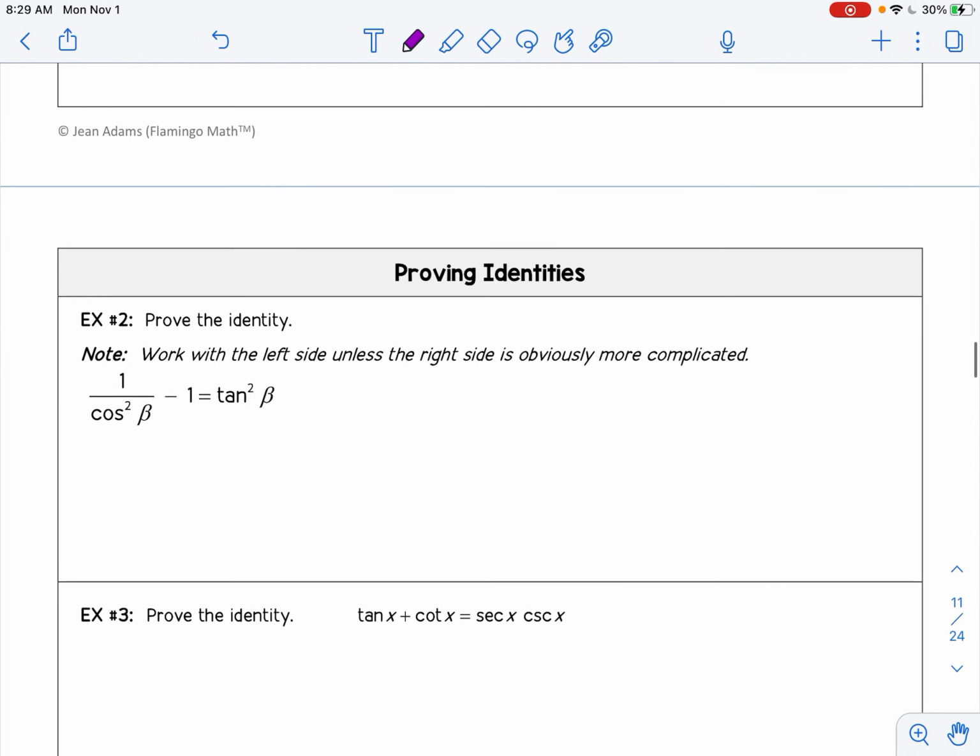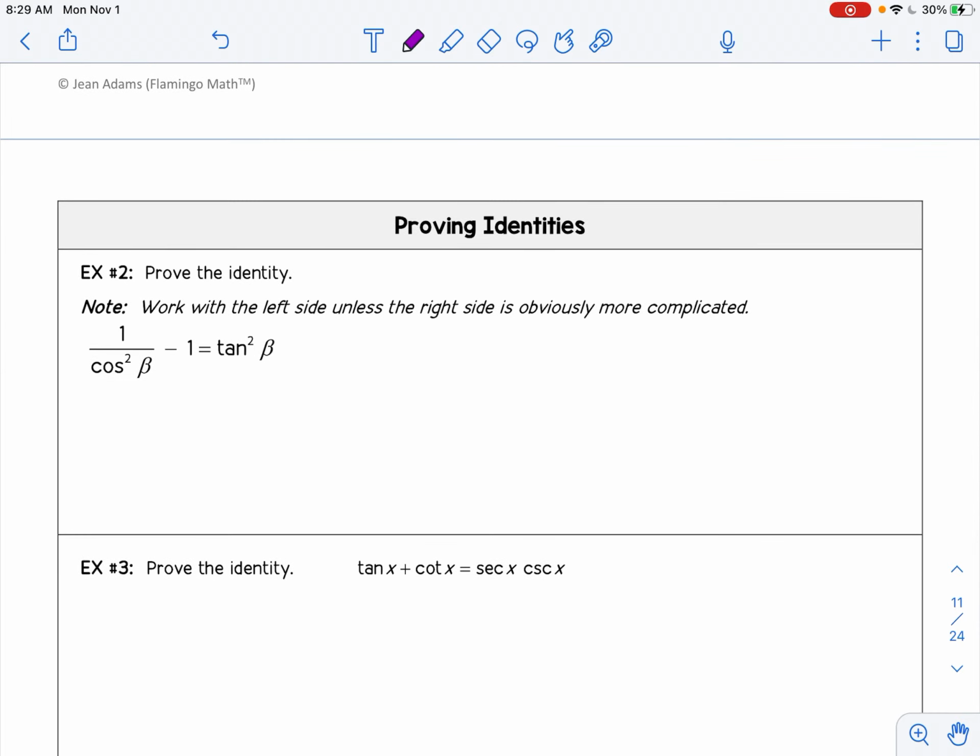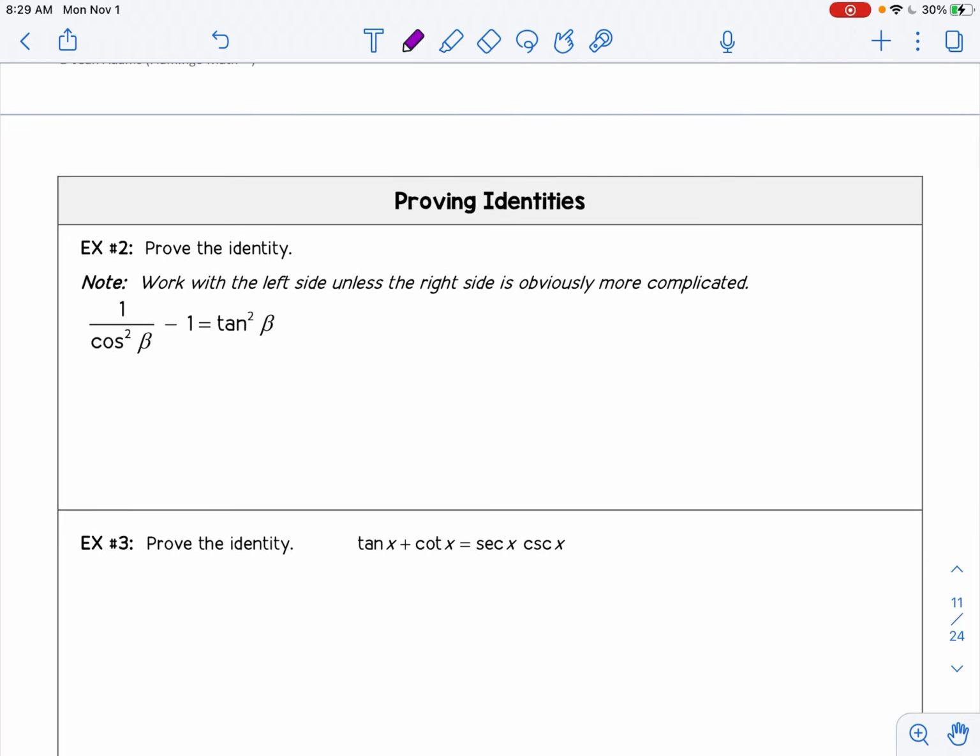Now, let's look at some trig things here. We'll do a couple of these and see. The first one looks like this. If you have this, the most complicated side is hard to know. I guess it would be the side with the most stuff on it. So let's look at the left-hand side. One thing to do would be to take 1 over cosine squared beta and recognize that that is secant squared.